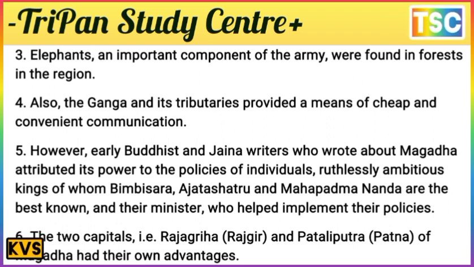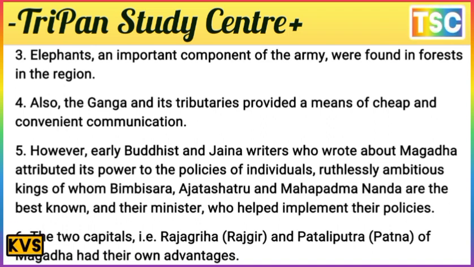However, the early Buddhist and Jain writers who wrote about Magadha attributed its power to the policies of individual, ambitious kings, such as Bimbisara, Ajatashatru and Mahapadma Nanda, and their ministers who helped them implement their policy.